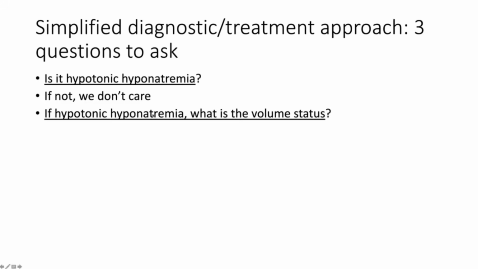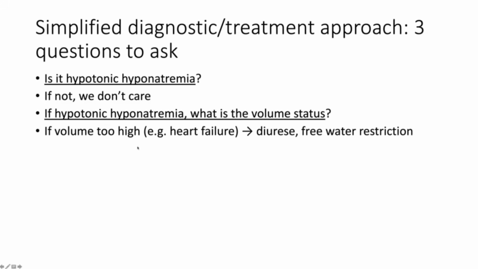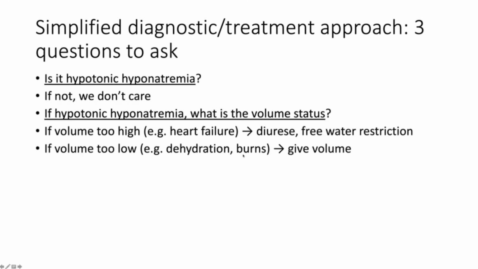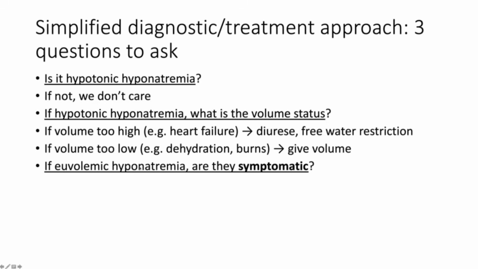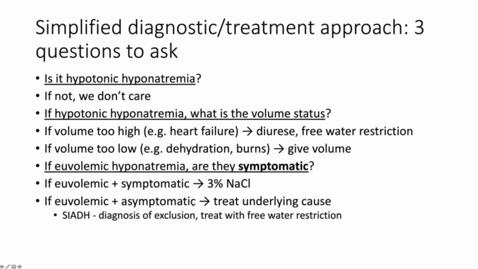The second question is, if it's hypotonic hyponatremia, what's the volume status? If the volume's too high, you diurese and do free water restriction. If the volume's too low, you give volume. If you're euvolemic though, that's the key, then you move on to the next question: are they symptomatic? If they're symptomatic, you use hypertonic saline, which is really only relevant for clerkships and shelf exams. If they're asymptomatic, then you just go after the underlying cause.